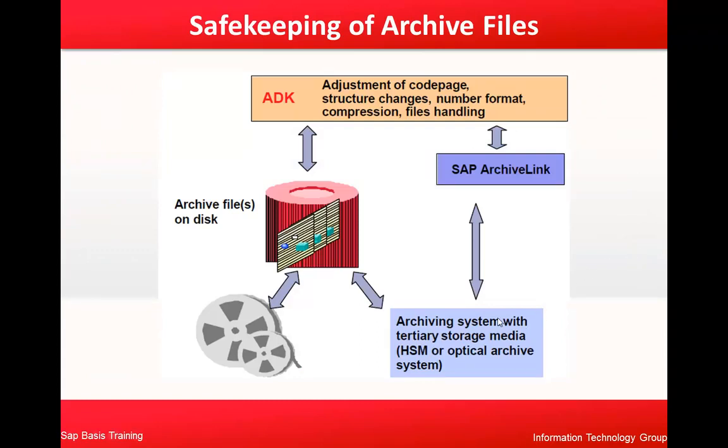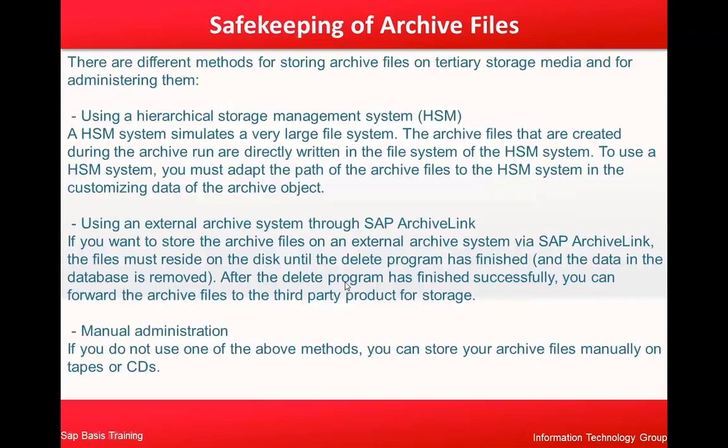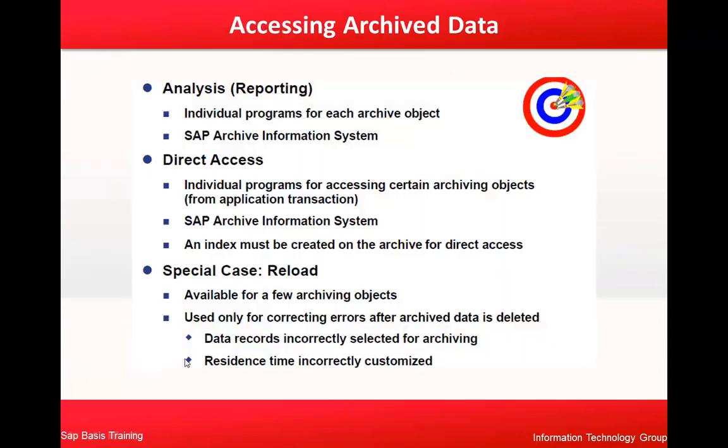Now, safekeeping of archive files. Okay, so it is very important that the archiving system with tertiary storage media keeps the files in a secure position. There are different methods you can use for that. You can use either HSM, that is hierarchical storage management system. You can use an external archive system through the SAP Archive Link, or you can manually administer it.